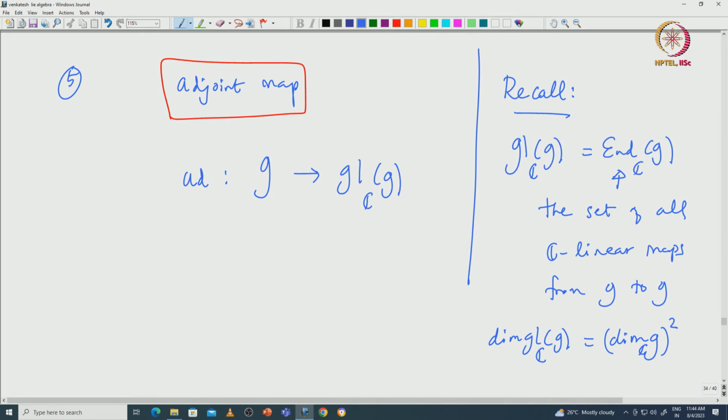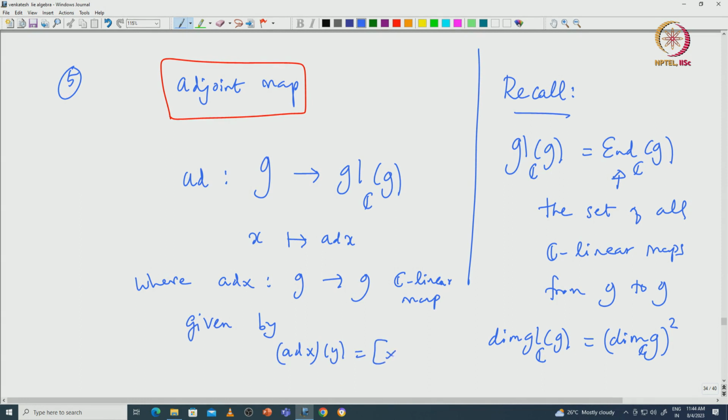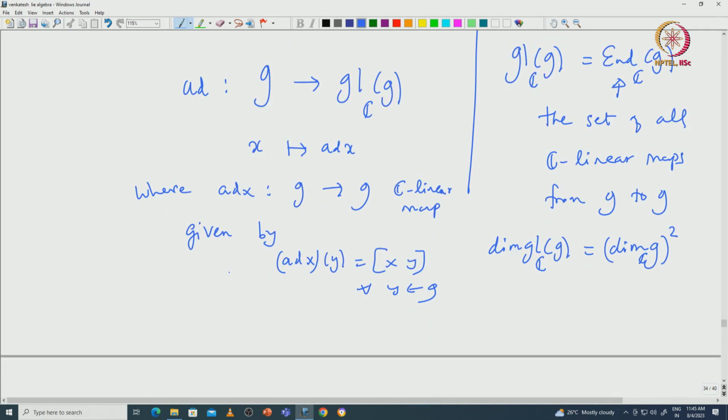Now this is the map that we are defining, the adjoint map. It takes an element x to what is called ad x. This ad x is a map again from G to G, a C-linear map, which is easy to check, given by ad x of y equals the bracket x y for all y in G. This is just a linear map. We also checked that this is actually a derivation.